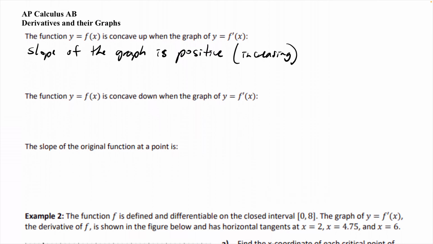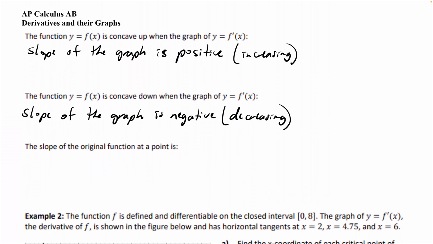When did you know when it's concave down? The opposite reason. Slope of the graph is negative. Decreasing. Okay. All right. Last one.